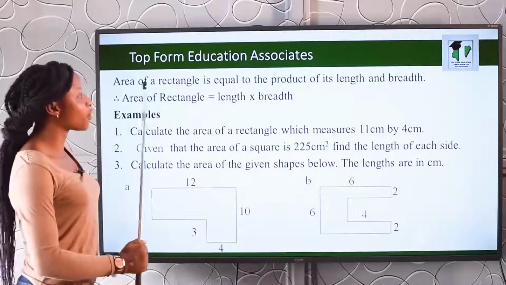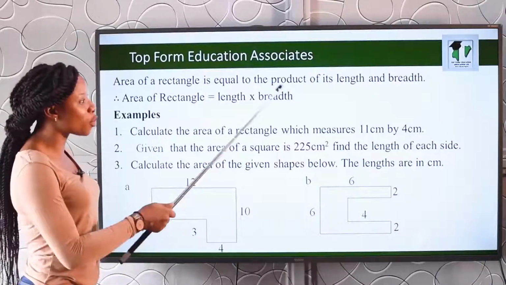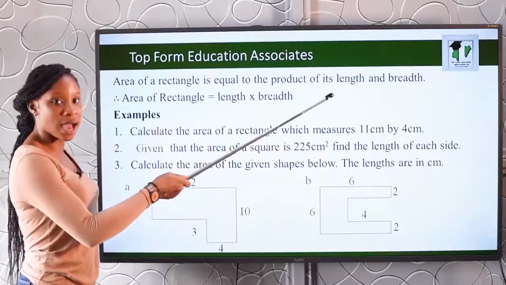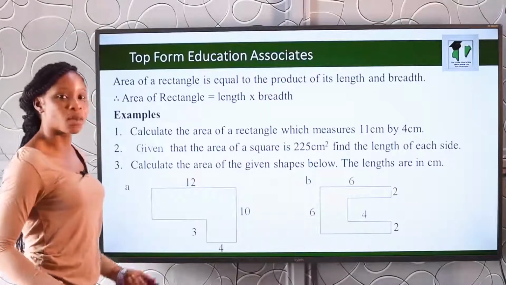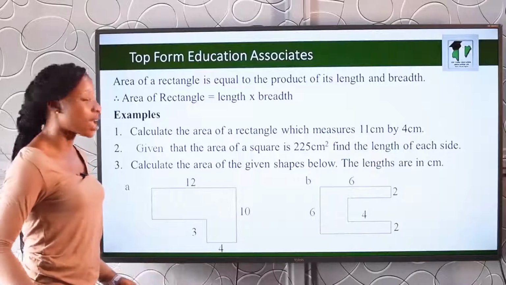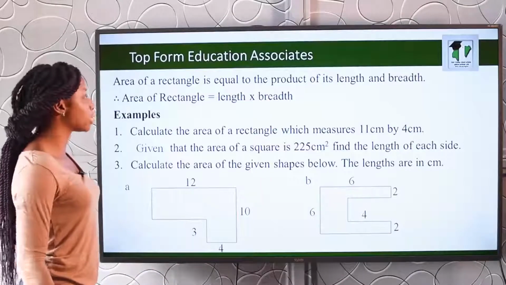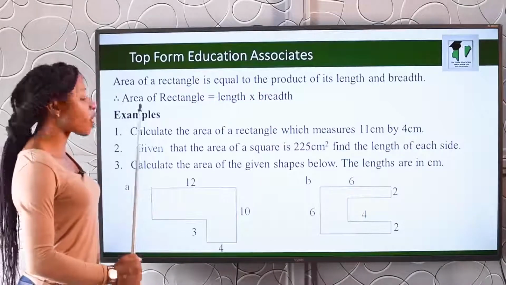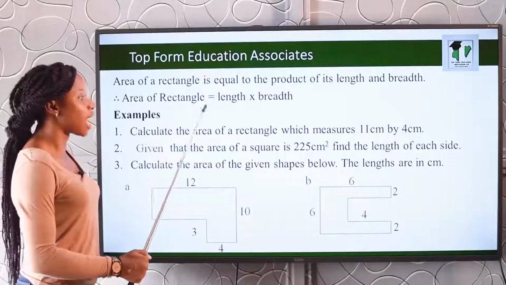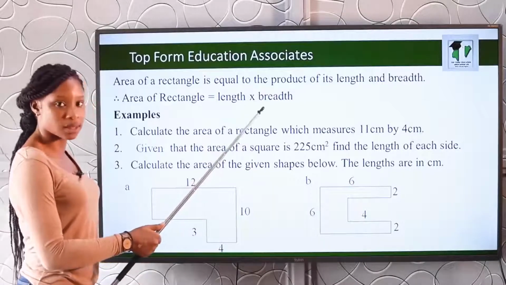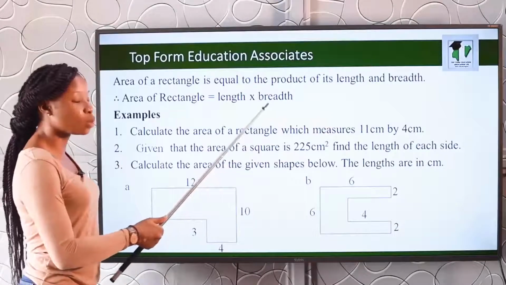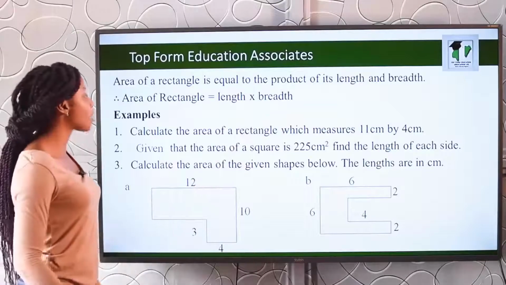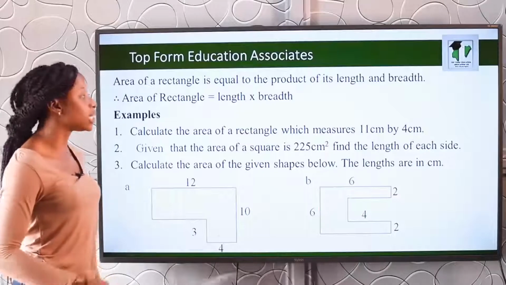Now, area of a rectangle is equal to the product of its length and breadth. The area of a rectangle is the multiplication of the length and the breadth of that rectangle. Therefore, an area of a rectangle is given as length times breadth. Remember that we said breadth can also be width. So area of a rectangle is length times breadth.